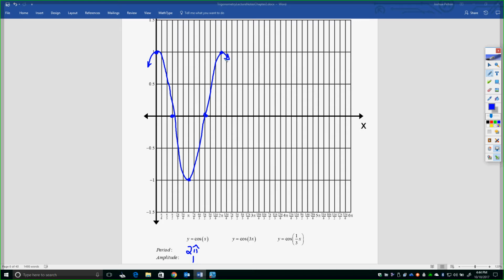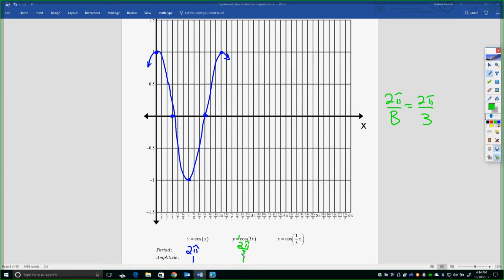Okay, we'll try the next one here. Cosine of 3x. Let's see what happens there. So if I do that, 2 pi over b, so it's 2 pi over 3. So that means for this one, my amplitude is still 1 because it's a 1 in the beginning, but now my period is 2 pi over 3. So it's very short because it's going 3 times faster. So I go to 2 pi over 3, and I can put the end of my cycle.